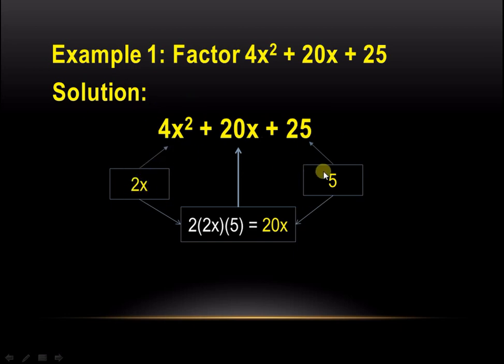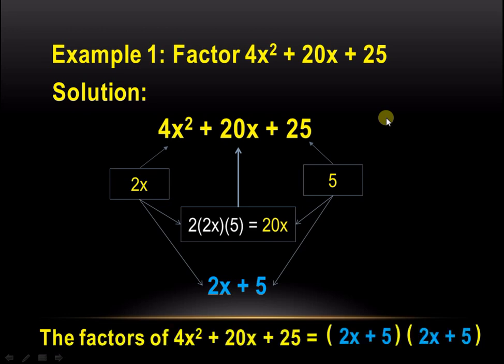Now, the numbers that we have here are the numbers that we will be using. That is 2x plus 5. Note, this is plus because the middle term is positive, or has an operator of plus. Okay? So the factor of 4x squared plus 20x plus 25 is simply the quantity of 2x plus 5, and then you copy it again, times the quantity of 2x plus 5. Let's have our second example.